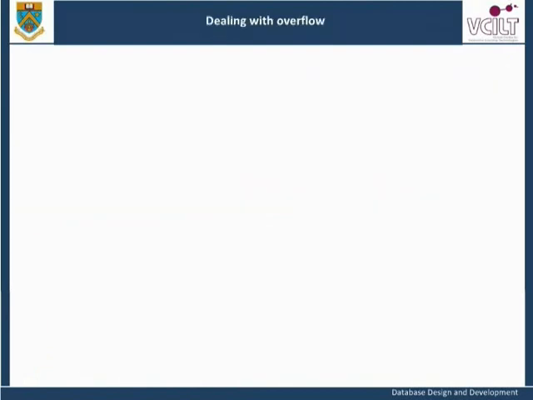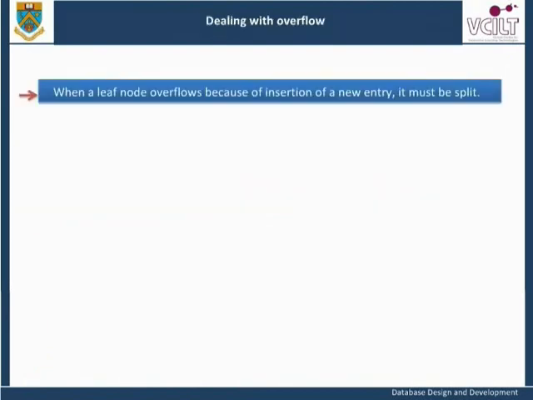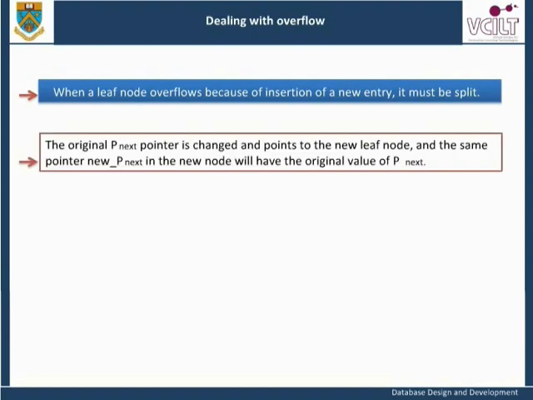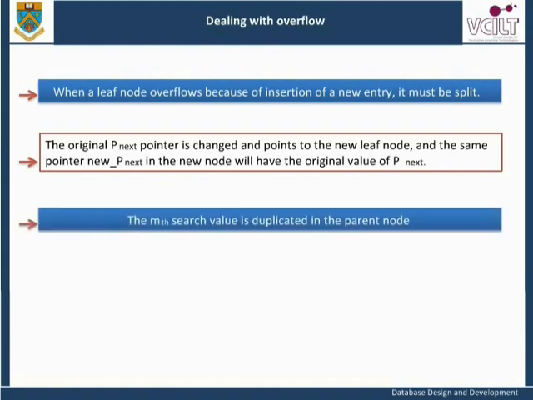Dealing with overflow. When a leaf node overflows because of insertion of a new entry, it must be split. The first entries in the original node are kept there, and the rest are moved to a new leaf node just created. The original P next pointer is changed and points to the new leaf node, and the new P next in the new node will have the original value of P next. The MTH search value is duplicated in the parent node, an internal node, and an extra pointer to the new node is created in the parent.